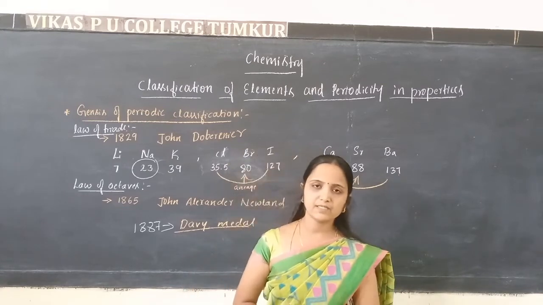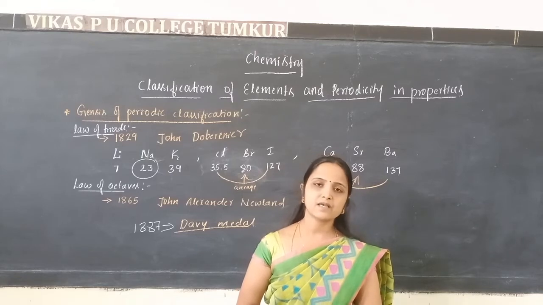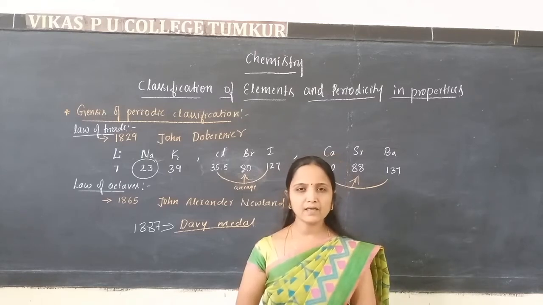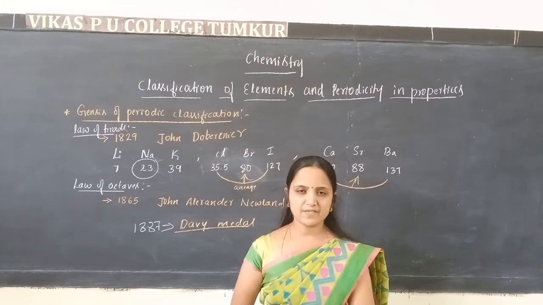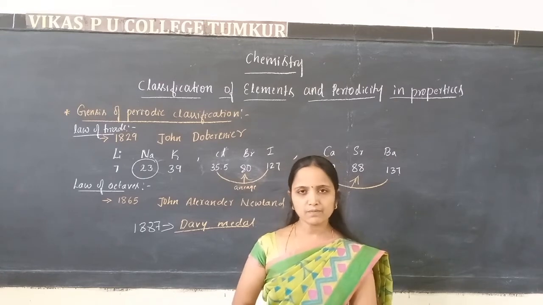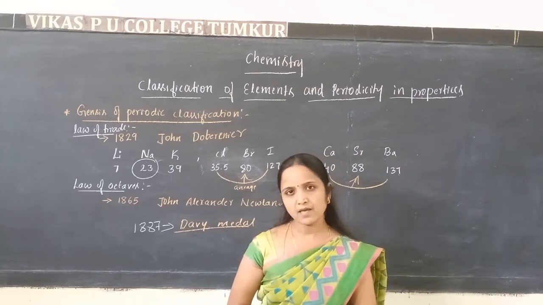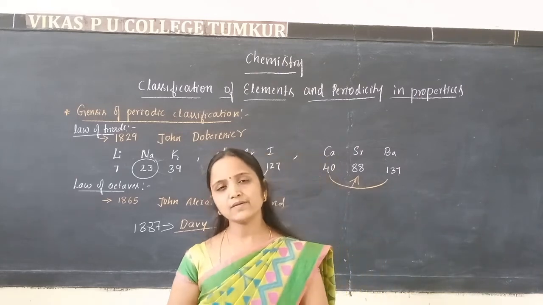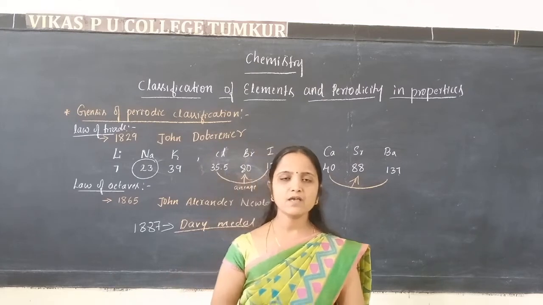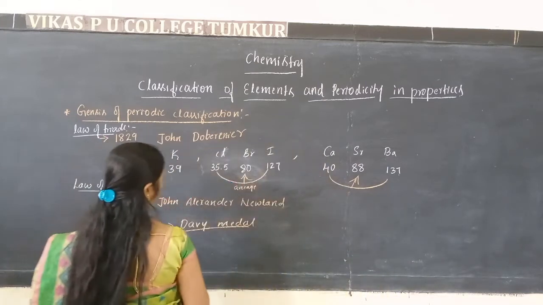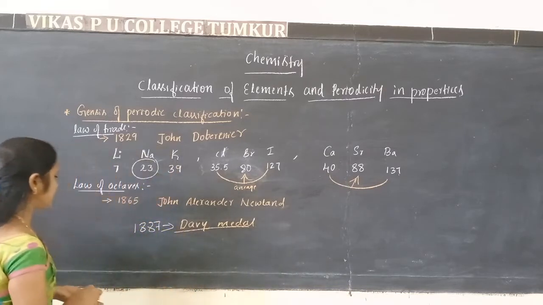what happened? That is another scientist, that is the Russian chemist Dmitry Mendeleev, and the German chemist, that is Luther Meyer. These two scientists proposed the modern periodic law. That is, before going to that, what is meant by periodicity? We should know the meaning of periodicity.